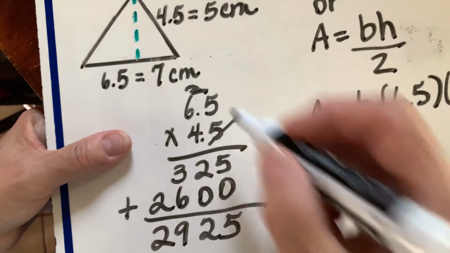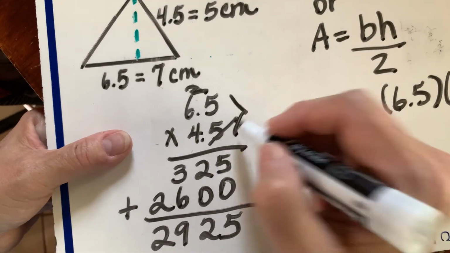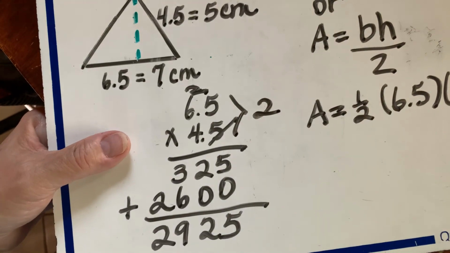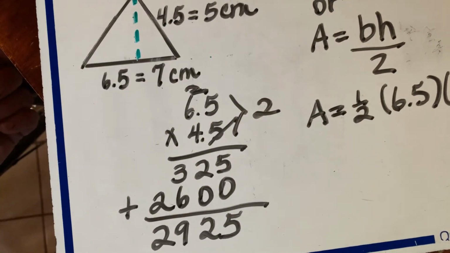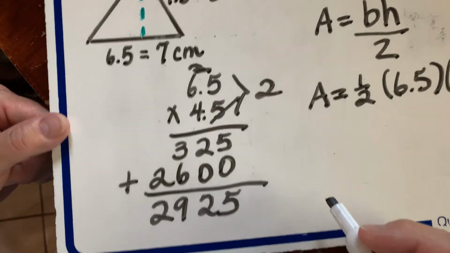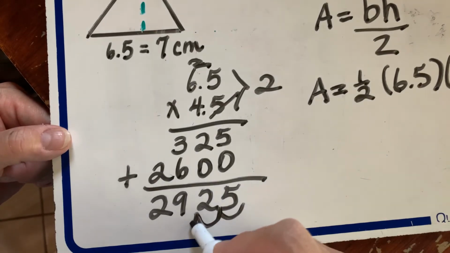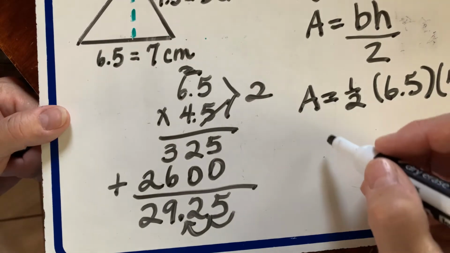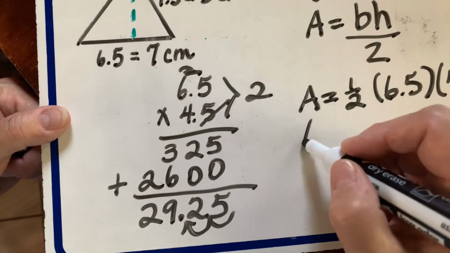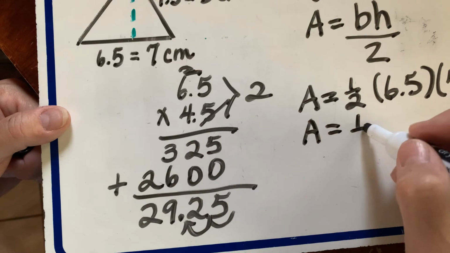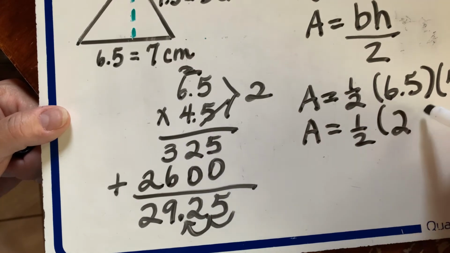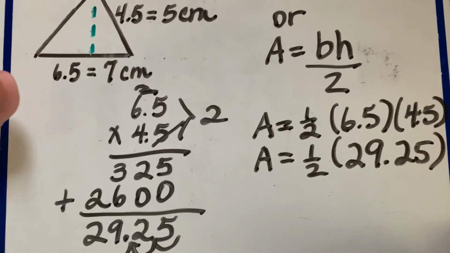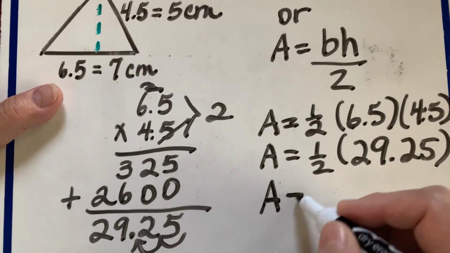And we had 2 decimal places, so that means that we're going to have 2 decimal places in our answer. 1, 2. You always start from the right. So we would put 29.25. Of course, this is not a very pretty problem because I made it up. Y'all know how that goes.